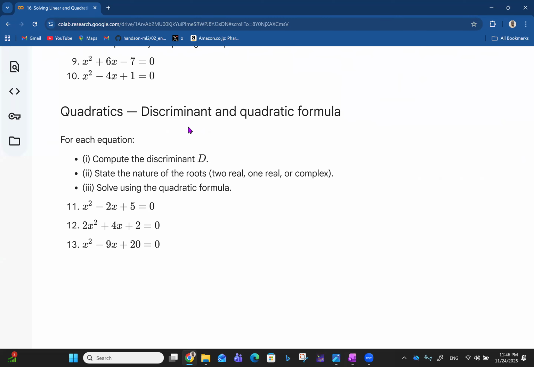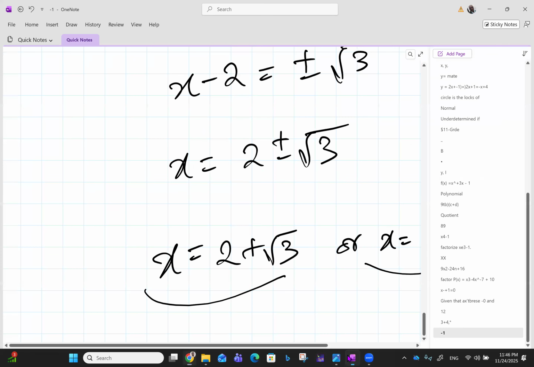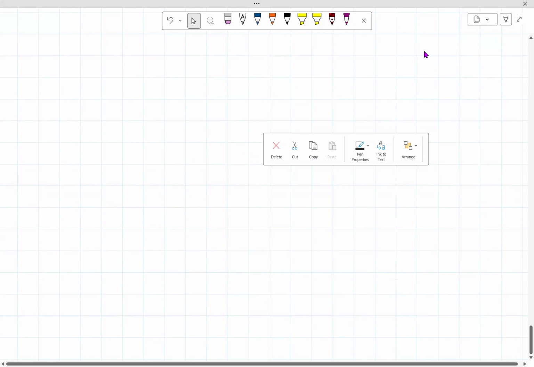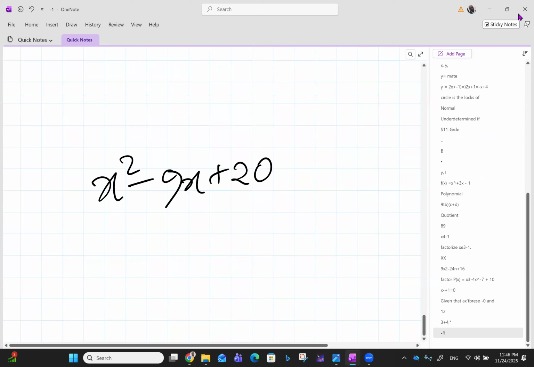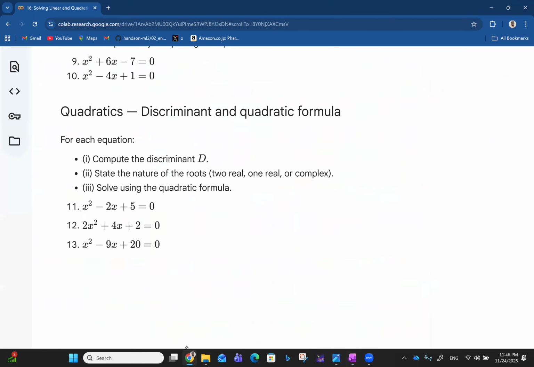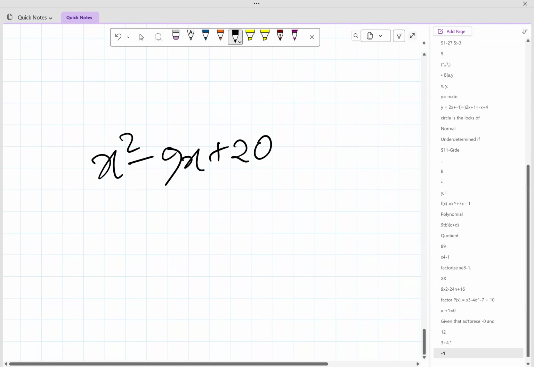So here it says discriminant and quadratic. For each equation, compute the discriminant D, state the nature of the roots, whether it is 2 real, 1 real, or complex. Solve using the quadratic formula then. So let me take what I might think is the hardest. That's number 13, x squared minus 9x plus 20. Is that correct? I hope I didn't get that wrong. X squared minus 9x plus 20. Great.